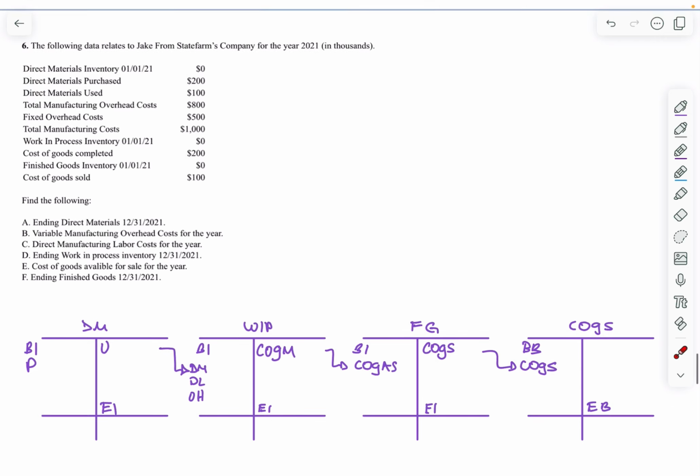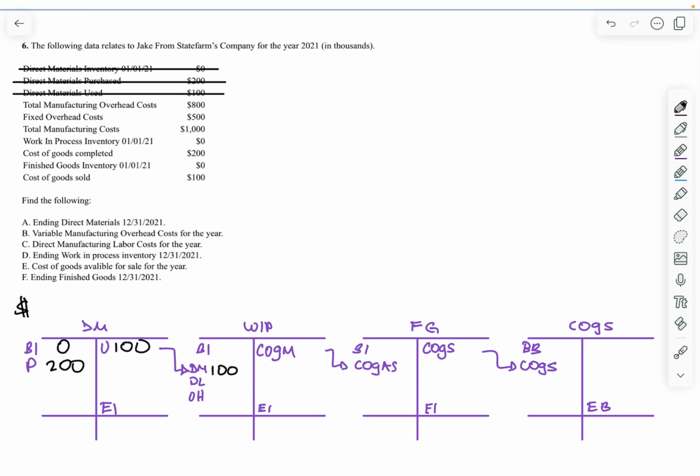So let's plug in what they give us. Direct materials beginning inventory, because I see January, is $0, meaning this is probably a new company. They start at zero. Direct materials purchased is $200. So remember, everything is in terms of dollars. Direct materials used is $100, meaning that we're in the process of using $100 worth of direct materials.